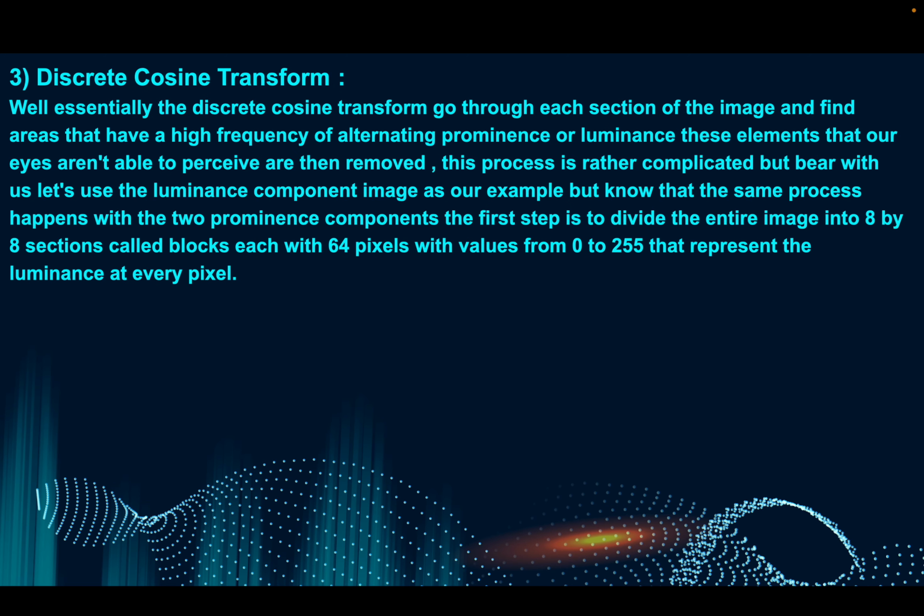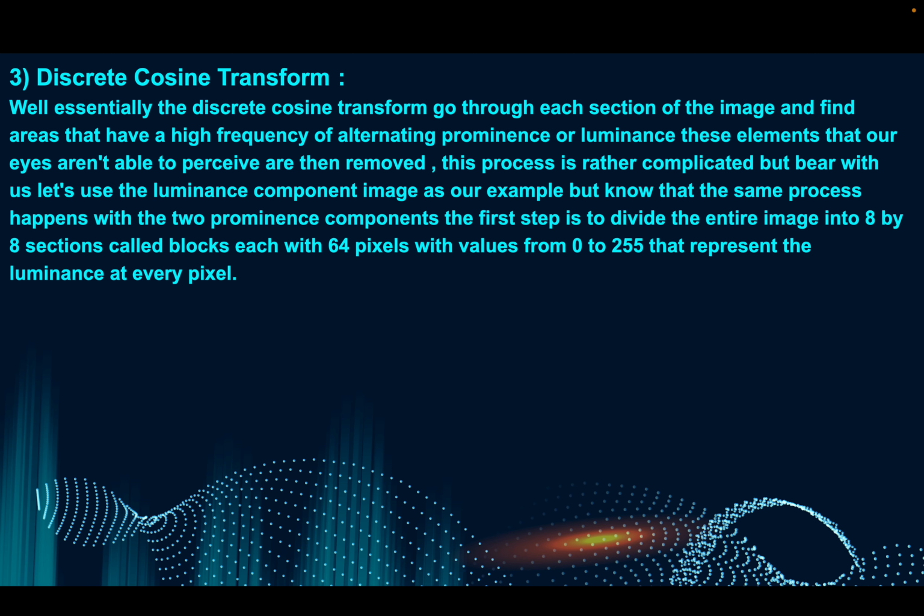Third is discrete cosine transform. Essentially, the discrete cosine transform goes through each section of the image and finds areas that have high frequency alternating chrominance or luminance. These elements that our eyes aren't able to perceive are then removed. This process is rather complicated, but bear with us.